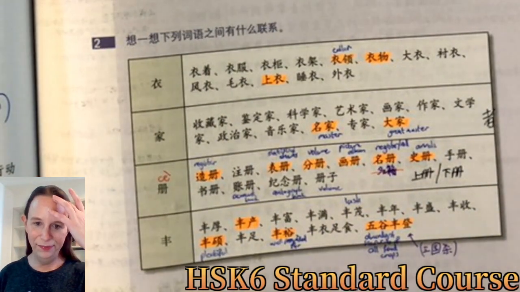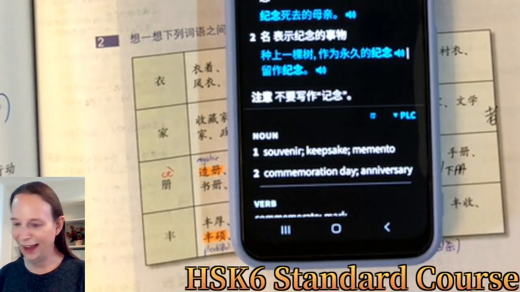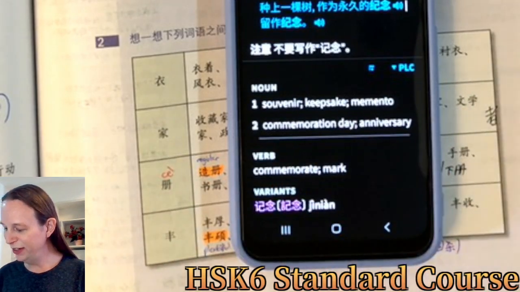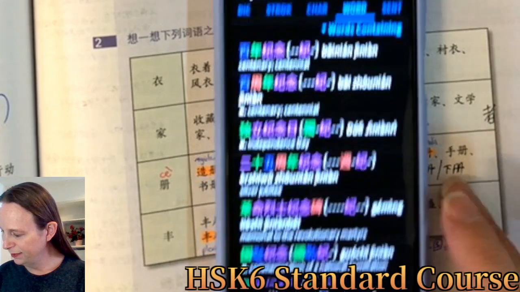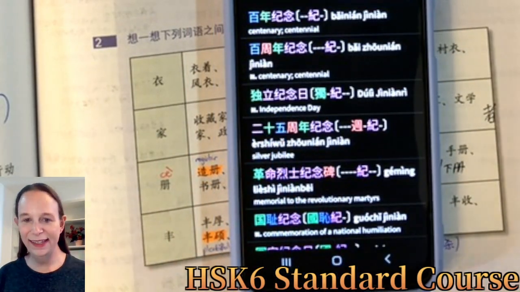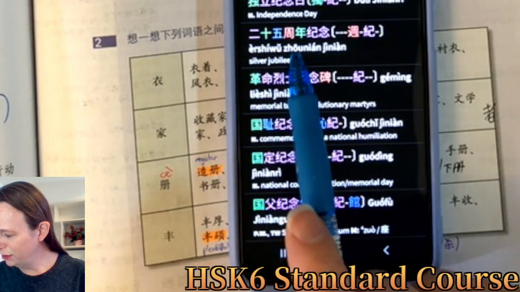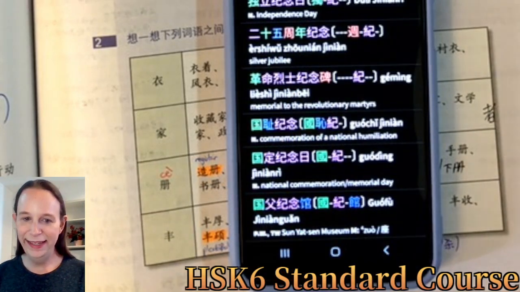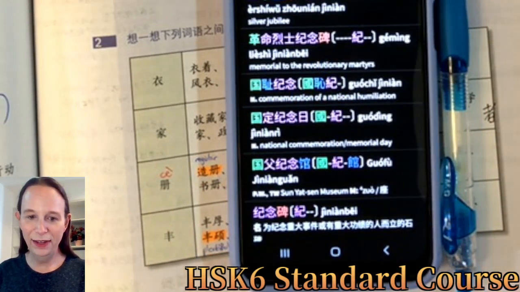纪念. So with 纪念, 纪念 worth learning. Souvenir, yeah, souvenir, memento. Oh, commemoration day, 纪念. Oh yeah, your 纪念日. Yeah. 独立纪念日 Independence Day. 纪念25周年纪念 Silver Jubilee. So that's a 25-year anniversary. 纪念碑, this is a monument. Usually it's like soldiers or something who died in war.